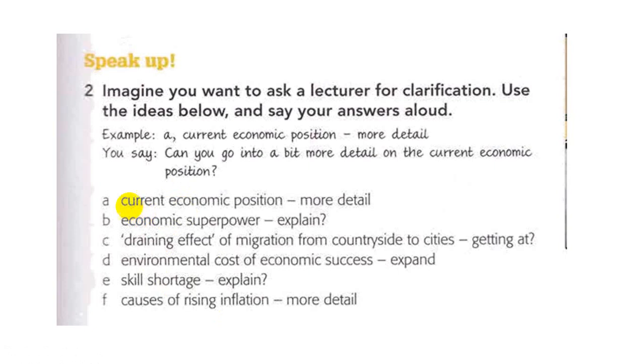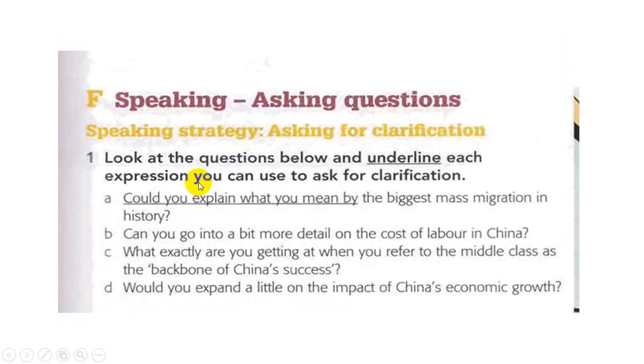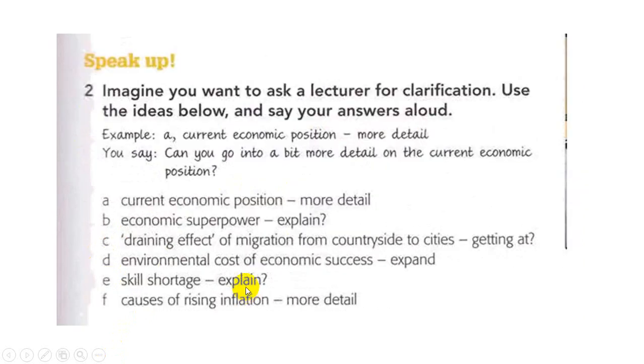Okay, A: current economic position. You need to ask for more detail. For example, you can say, can you go into a bit more detail on the current economic position? You can use one of the four expressions that we talked about in the previous slide, or just use your own style for asking for clarification.